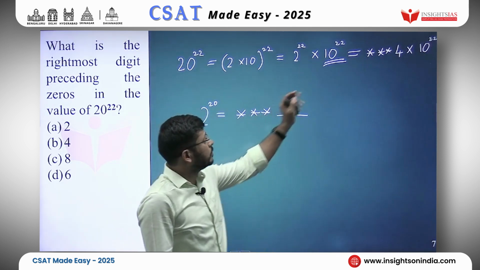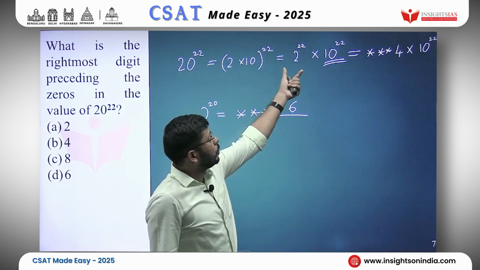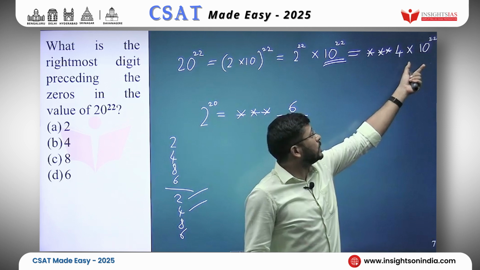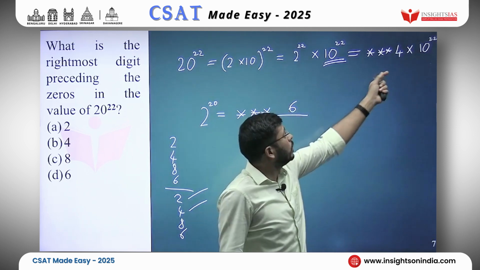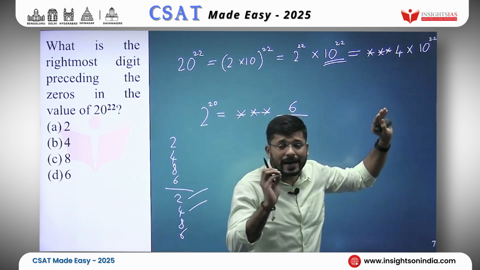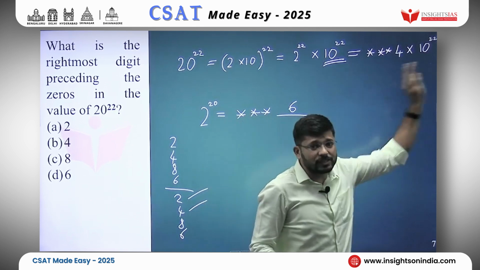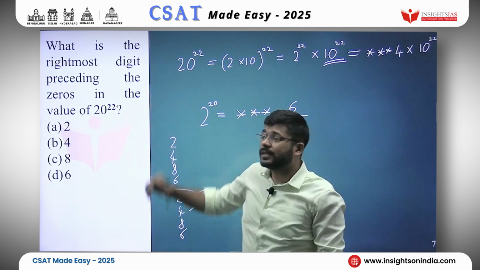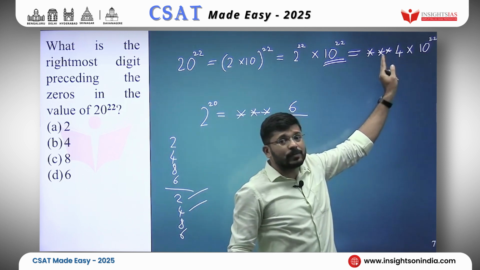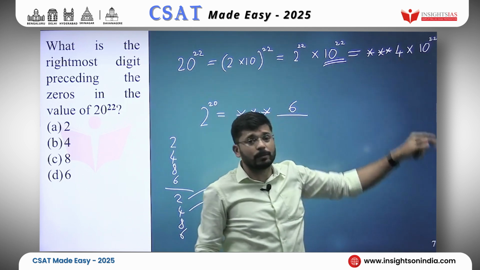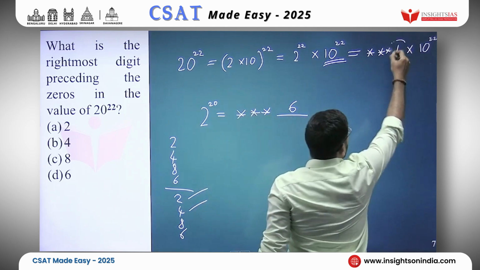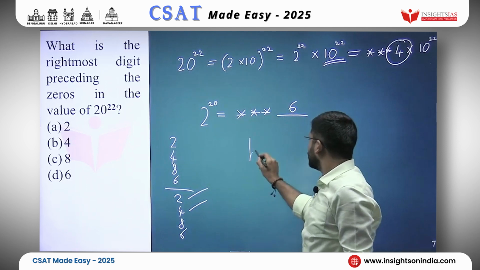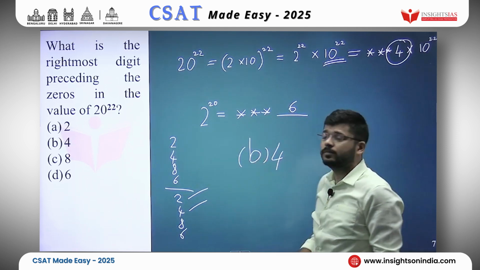Yes, this would be 2 to the power of 22. It would have a last digit as 4, and we will express 10 to the power of 22 as it is. So this 10 to the power of 22 will not add any non-zero digit, it will just add zeros. So what is the rightmost digit preceding the zeros at the end of this number? It is 4. So what is your answer? Your answer is option B, 4.